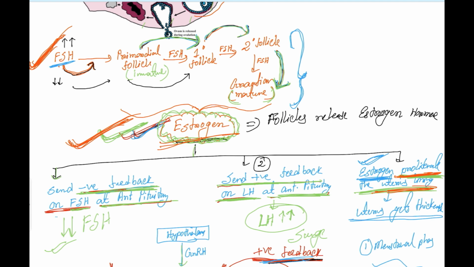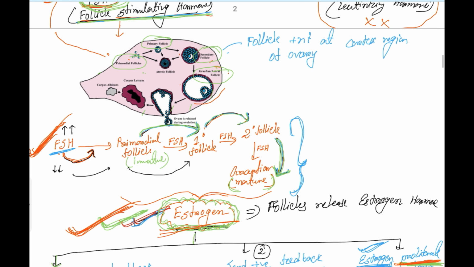So from where is this FSH secreted? From where? This is the hypothalamus. It secretes GnRH. GnRH sends a message to the anterior pituitary. The anterior pituitary gets the message and it secretes two hormones, FSH and LH. So what is the source of FSH and LH? Your answer will be anterior pituitary. From where is GnRH released? Your answer will be hypothalamus.